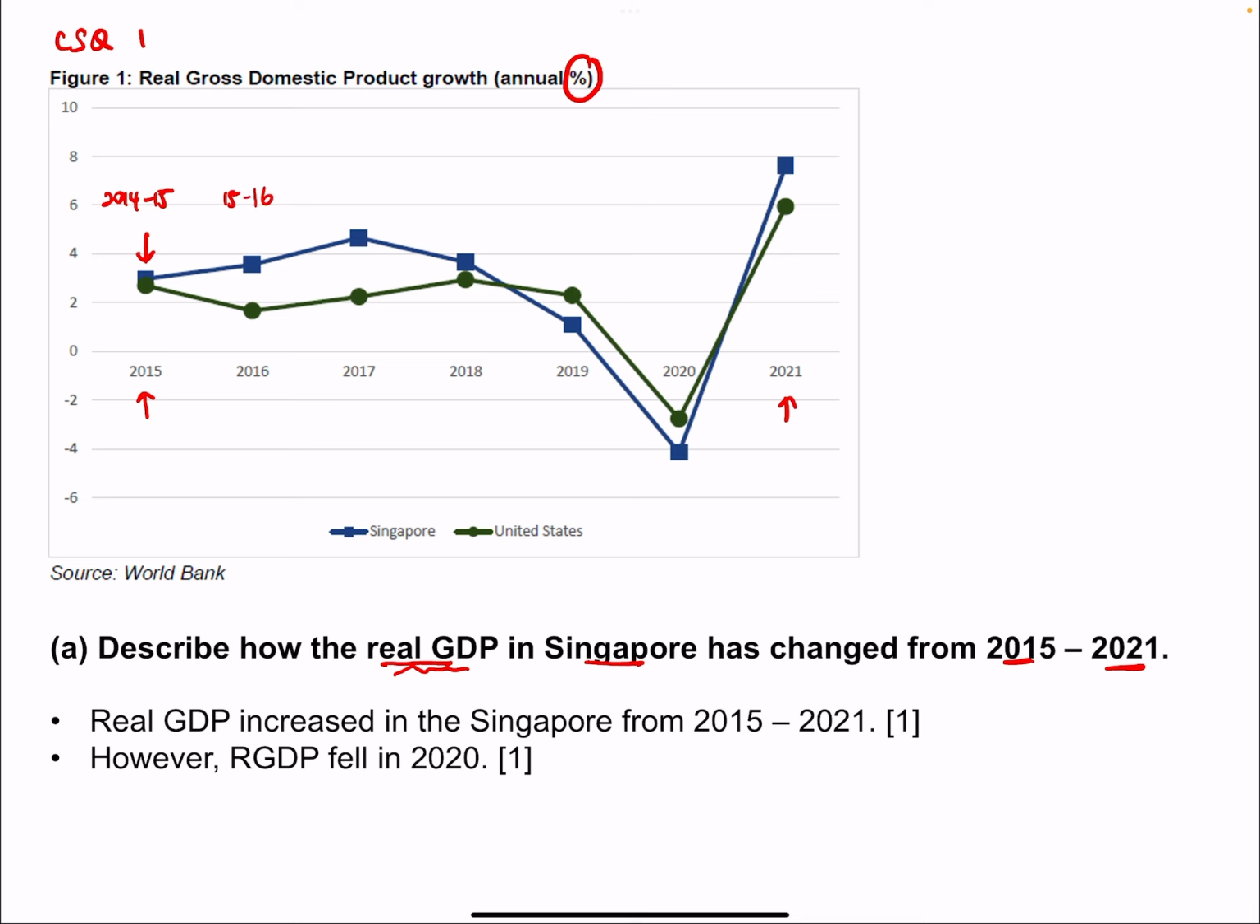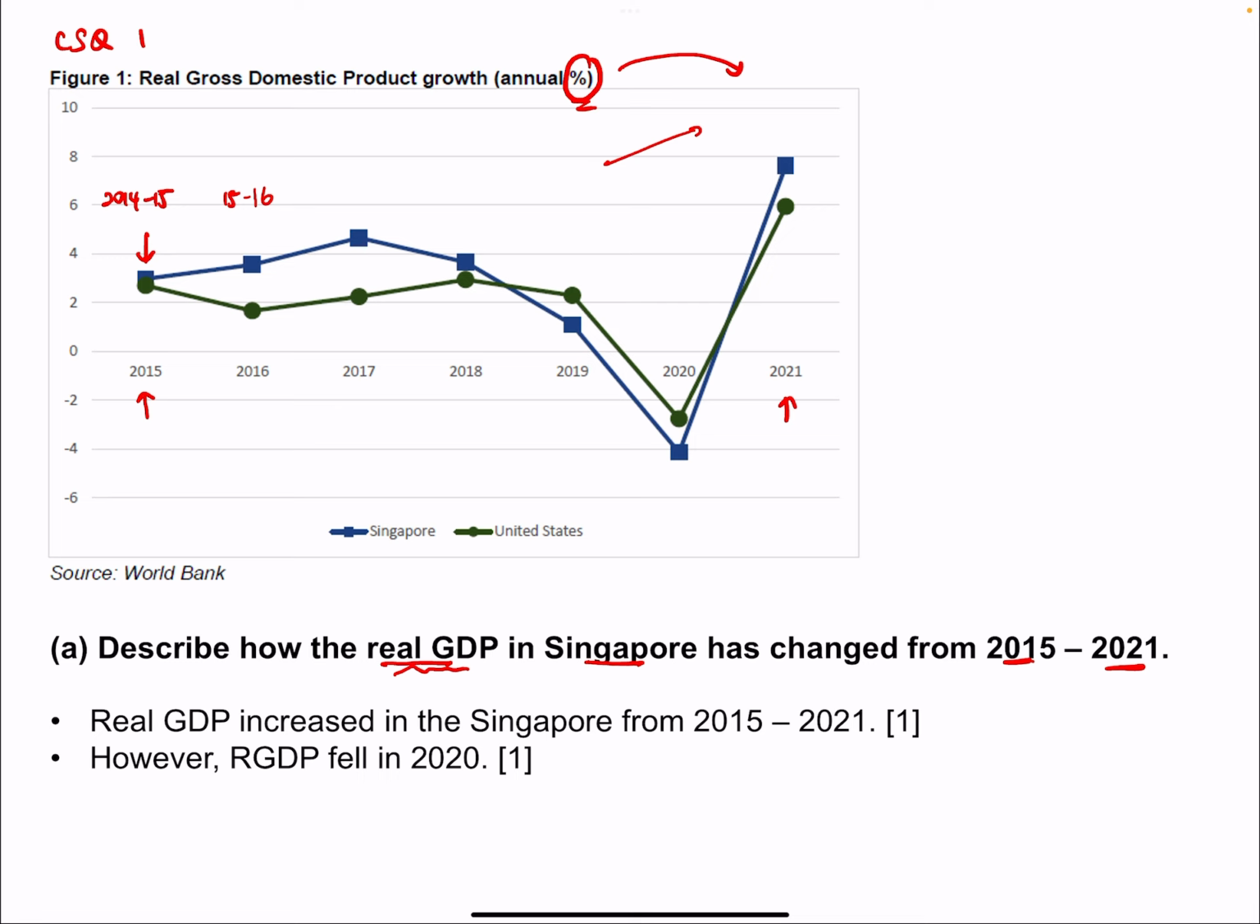So each of these are actually percentage figures. You can't just look at how the squares are trending. You cannot say, oh look, the squares are sort of going upwards in this direction. That's wrong. You need to interpret what the percentages mean first, and then figure out what happens with real GDP.